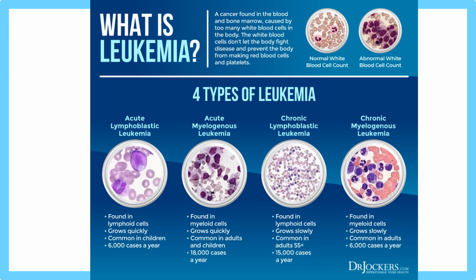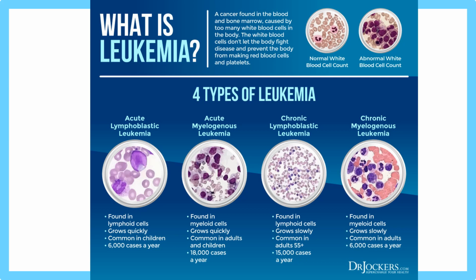So this poster I wanted to add in because it's very simplified and informative at the same time. So acute lymphoblastic leukemia is found within lymphoid cells, so it can grow quickly, common in children, approximately 6,000 cases a year. Now, acute myelogenous leukemia is found in another type of cells called myeloid cells. So it can grow quickly, common in adults and children, and there's about 18,000 cases a year.